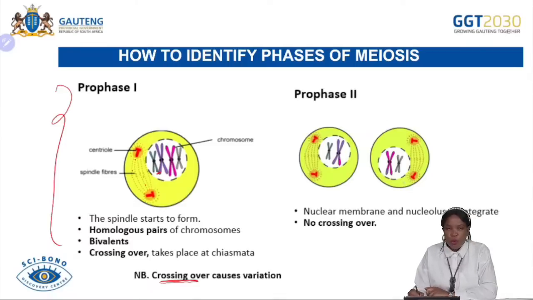Then prophase 2. Not much is happening at prophase 2, but just remember now, this is the stage that happens at prophase 2. The nuclear membrane and the nucleus start to disappear or disintegrate, which happens also at prophase 1, but we were only focusing on the things that are very important there that you need to remember. Then here at prophase 2, there is no crossing over.